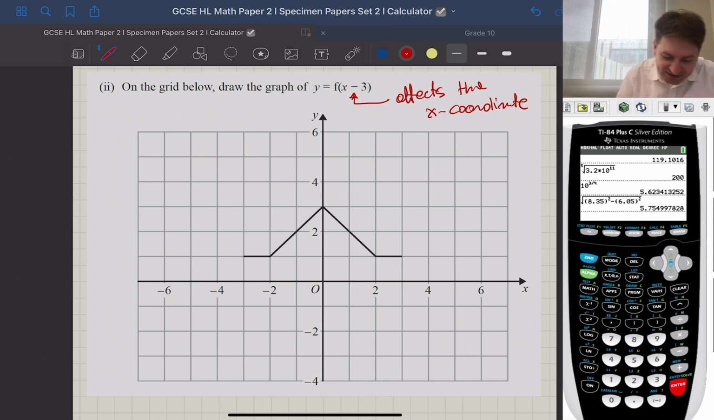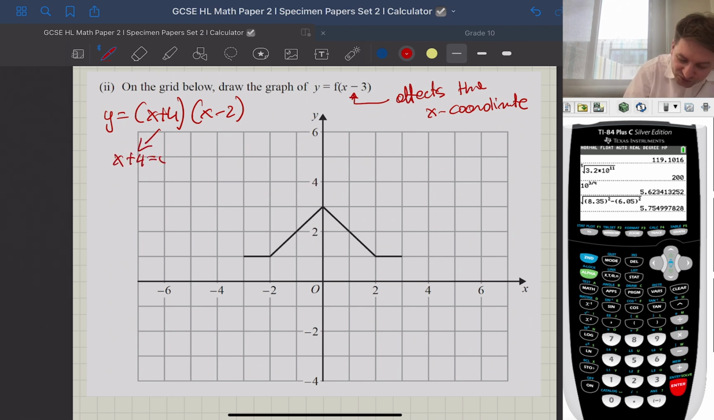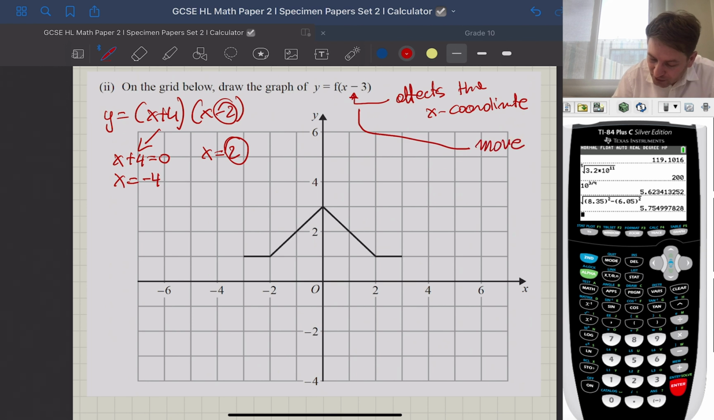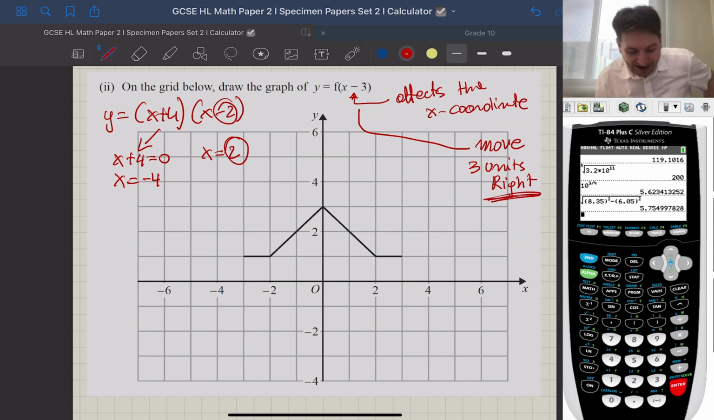And this is the same way as when you were having quadratic equations, right? And you had the x plus 4, x minus 2. How did you solve the equation? You made x plus 4 equals 0, x equals minus 4. And here you had equals 2. The number was always opposite to that one, right? So the same happens here. Every coordinate is just going to be moving right. This is move 3 units right, not left.